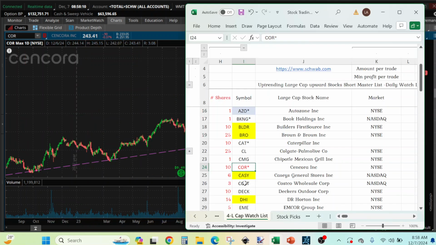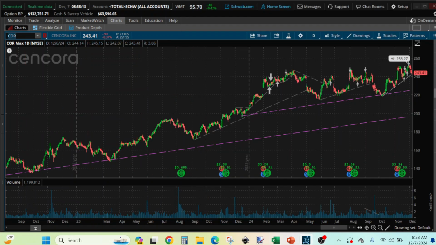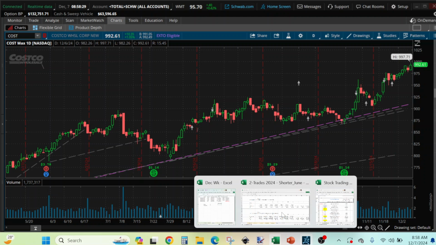So the next one is COST. Okay, we have our long-term trend line in purple. When it comes to it, we will buy. Right now it is away from it. So the next one is DECK.